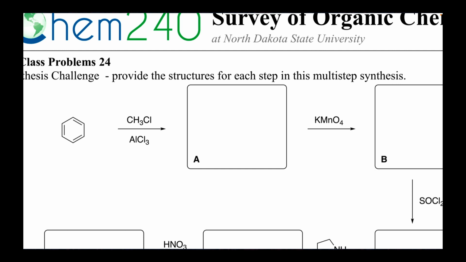reaction. What's happening in this first reaction? Are we adding a methyl group to the benzene ring? Yep, we're adding a methyl group to the benzene ring. So we can just draw the benzene ring. I'm just gonna write a circle, it's easier, with a methyl group on it. So we make toluene from benzene, methyl benzene.